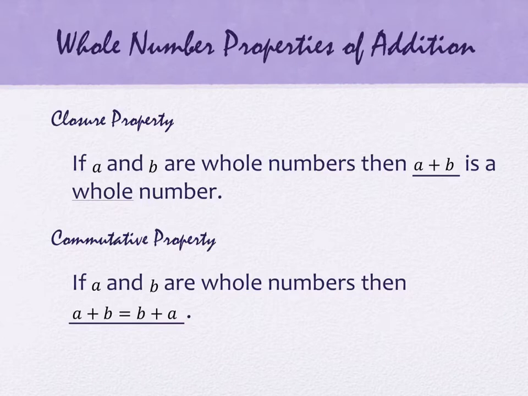For example, if you add two fractions together, you do not always get a fraction. If you subtract two whole numbers, you do not always get a whole number. So the fact that it's addition and the fact that it's whole numbers makes this happen.